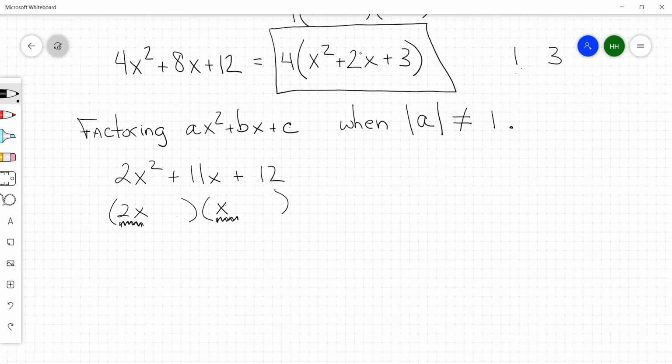Okay? So now, there's this little tic-tac-toe method that some people really like. So you draw this little 3x3 matrix on your paper. Nothing goes here. Now, what goes in this box and this box are the factors of 2x squared. So there goes your 2x and here goes your x.